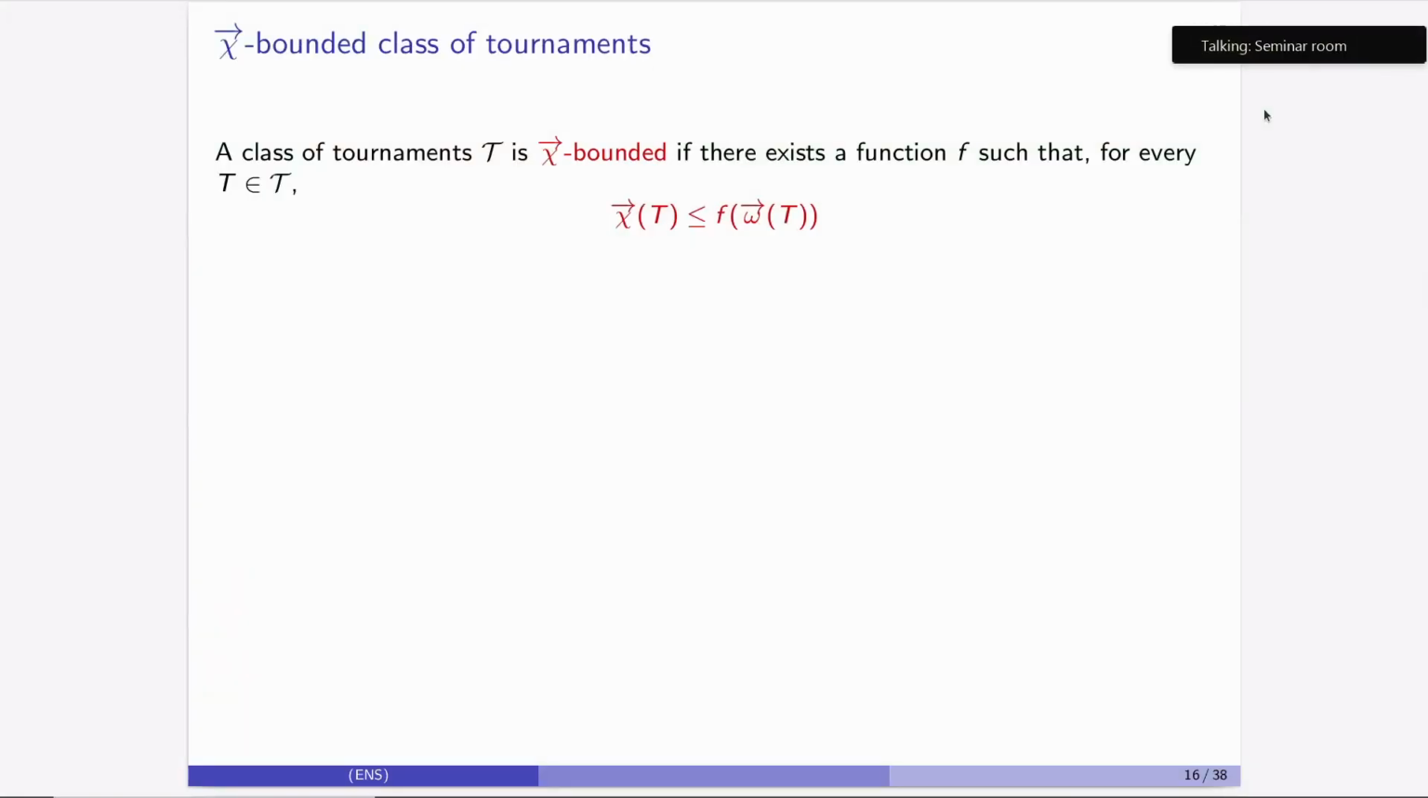Okay. Now the main topic. Well, maybe the main topic is chi-bounded classes of tournaments. So we say that a class of tournaments is chi-bounded if, the usual definition, for every tournament T in the class, the dichromatic number is bounded by a function of the clique number of T. So which classes of tournaments are chi-bounded? The first theorem that we proved, that I'm not going to prove here because it's too long to be proved on the board, is that if you have a class of tournaments that is chi-bounded, and you close it by substitution, it's still chi-bounded.